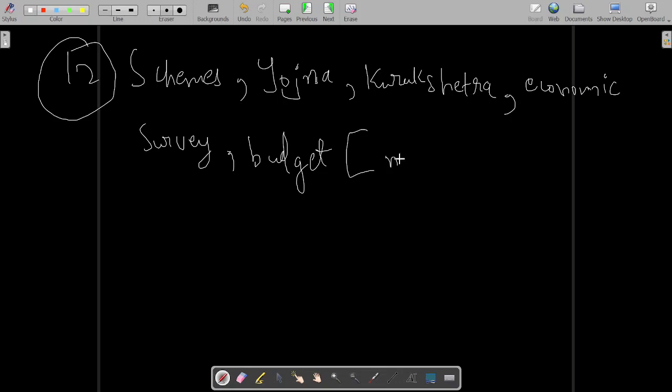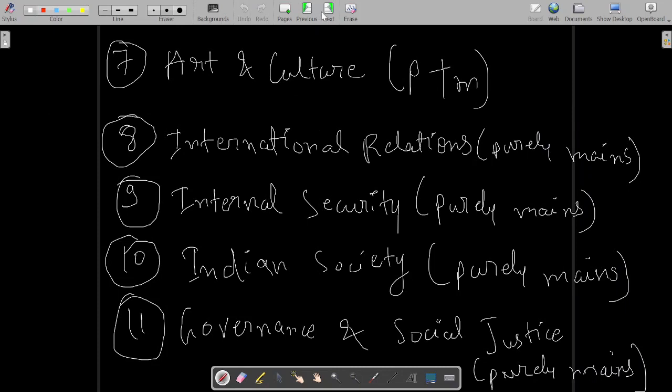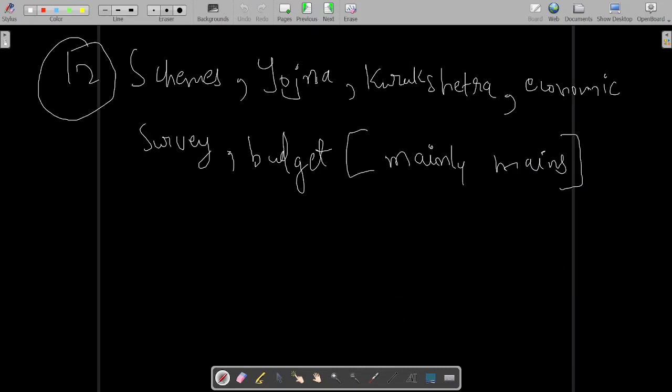But mainly mains. Even if we ignore this for prelims, it is okay. It is not purely mains but mainly mains. Sometimes one or two questions might be there in prelims, but those are rare. You can leave it as far as prelims is concerned. So schemes, Yojana, Kurukshetra, economic survey, budget: mainly mains. That was the 12th subject.